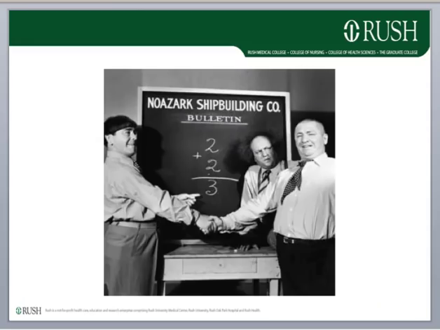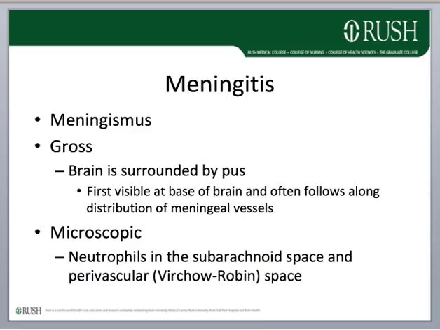Alright, so let's add things up here and summarize what we've learned about in this presentation. Meningitis is characterized clinically by the signs and symptoms described as meningismus. Grossly, the brain is surrounded by pus, first visible at the base of the brain and often following along the distribution of the meningeal vessels. Microscopically, acute bacterial meningitis is characterized by neutrophils in the subarachnoid space and perivascular or Virchow-Robin space.